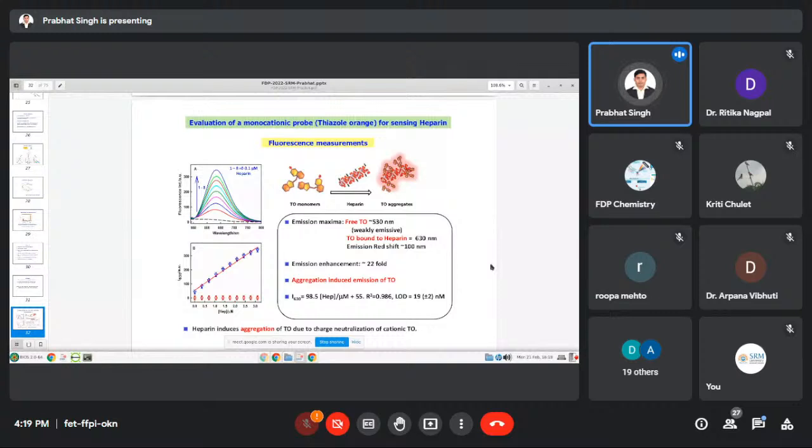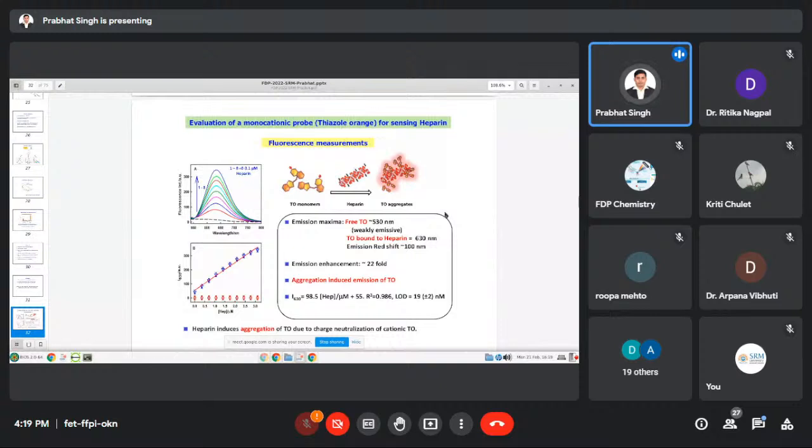And this line, I think by now you should be able to follow: heparin induces aggregation of thiazole orange due to charge neutralization of cationic thiazole orange. The idea is, as I said in the beginning, that these dye molecules will not aggregate by themselves, but when you put them in the presence of heparin, these charges are neutralized, and then more molecules can come close together.